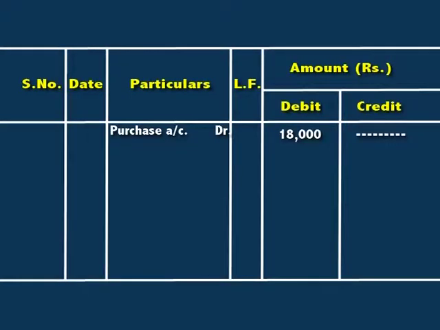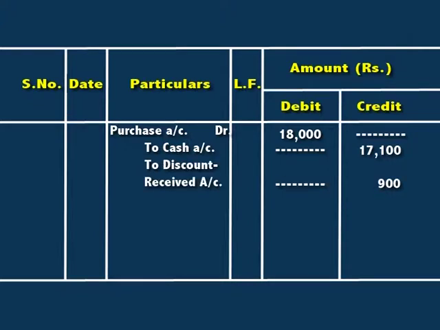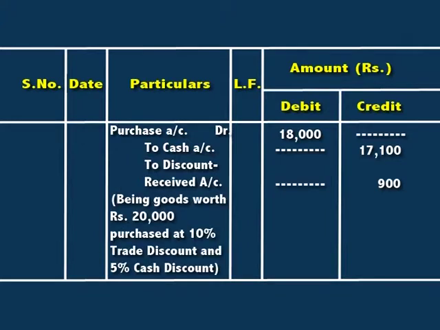And the related journal entry will be purchase account is debited for the transaction value, that is 18,000 rupees that you arrived at after deducting the trade discount. Then cash account is credited for 17,100, the actual amount of cash that you paid, you mean the firm paid, and you have earned a discount of 900 rupees. So, it is credited to discount received account.